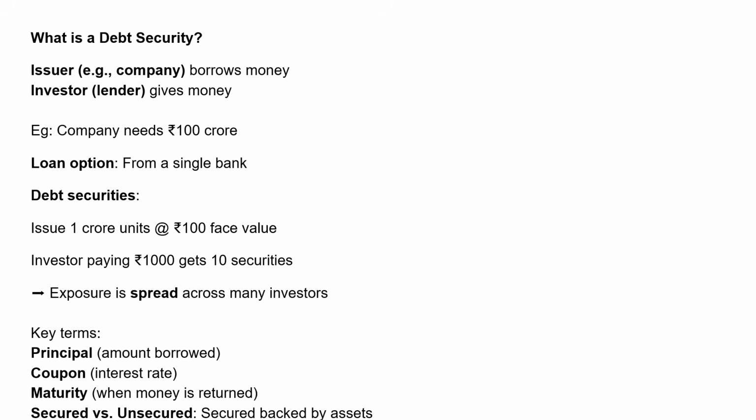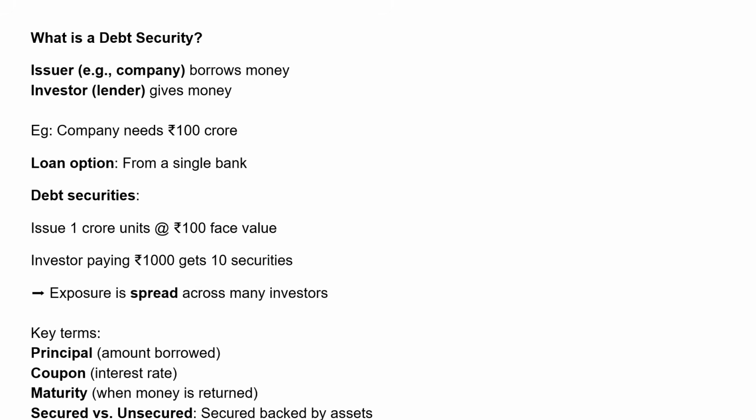I am basically the issuer then, and the bank is going to give me the money, so it becomes the investor. Or at the same time, it can go the other way, where you lend the money to another company, so you become the investor, and the company which is taking the money from you becomes the issuer. For example, a company needs 100 crore rupees.